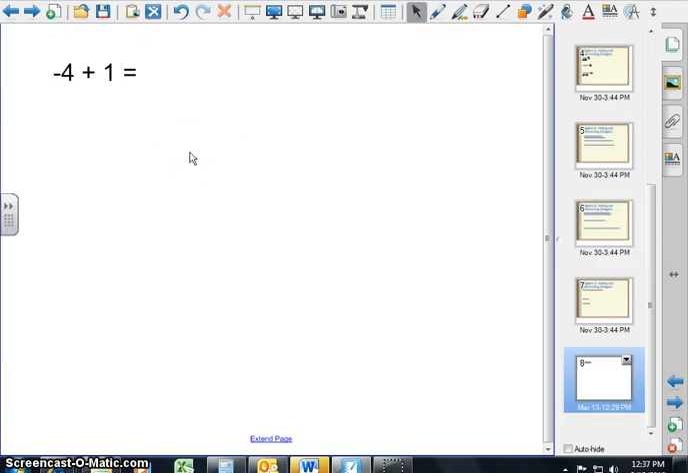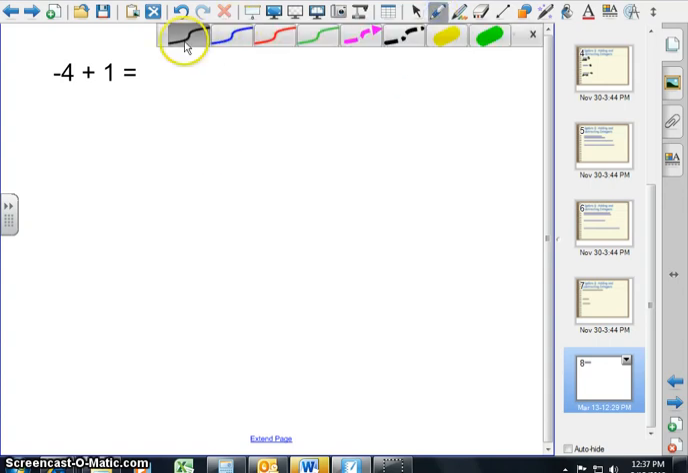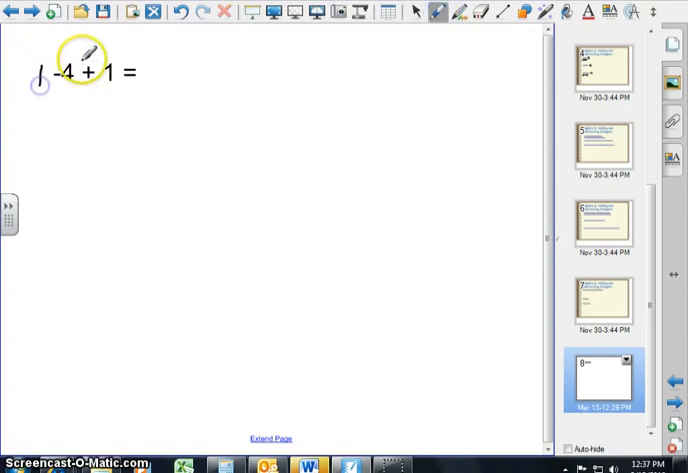So, our example is -4 plus 1. Now remember, step 1 is to find the absolute value of both numbers. So again, I draw the bars to represent our absolute value. Absolute value is distance from 0. So the absolute value of -4 is a positive 4. The absolute value of 1 is 1.